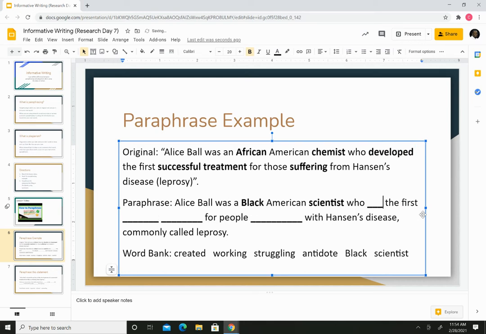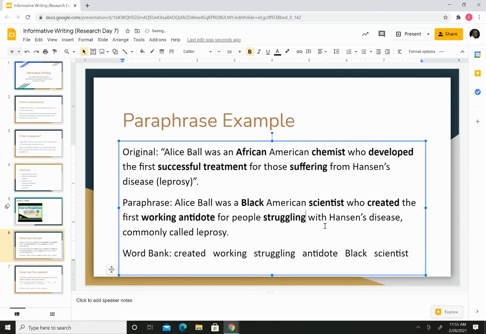So Alice Ball was a Black American scientist who created the first, and then we need a word for successful. So for successful, we're going to use the synonym working. So Alice Ball was a Black American scientist who created the first working, and now we need a word for treatment. And for treatment, we are going to use antidote. I know that might be a word you haven't heard of before, but that's another word or a synonym for treatment. And now we're looking for a synonym for our last word, which is suffering. And the synonym that we're going to use for suffering is struggling.